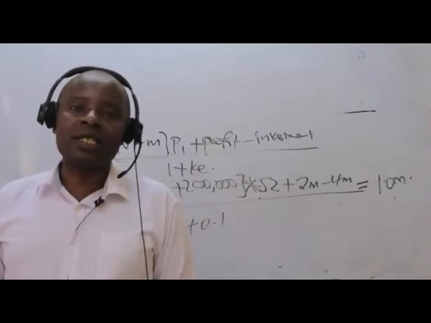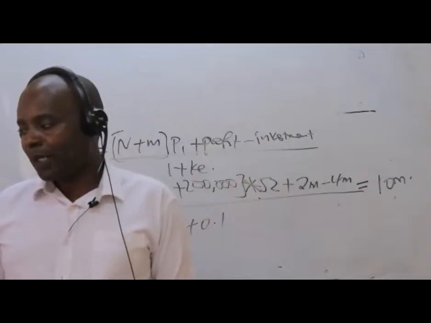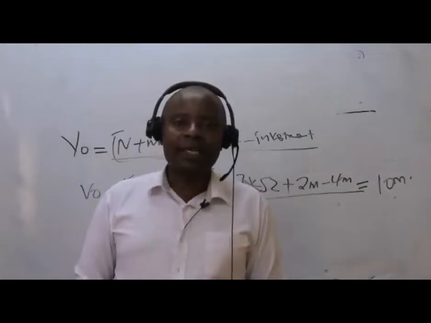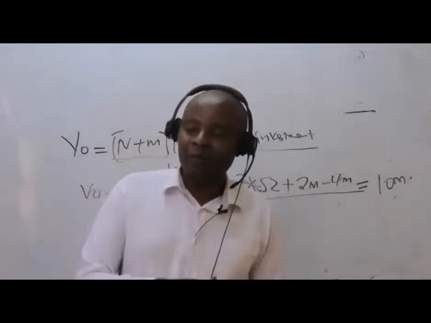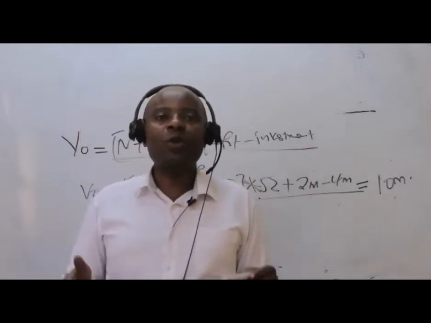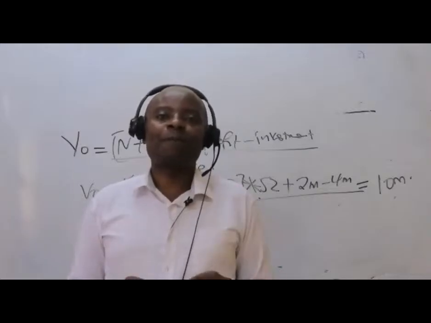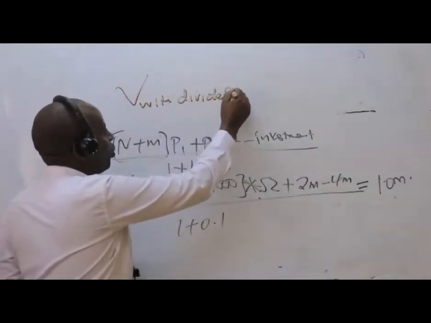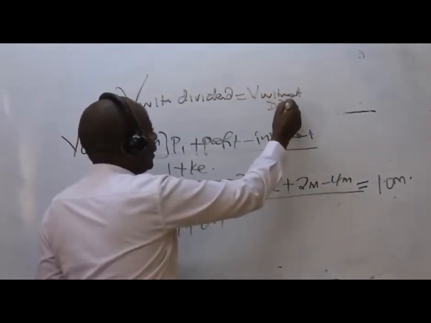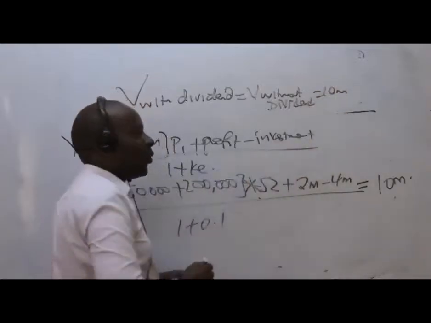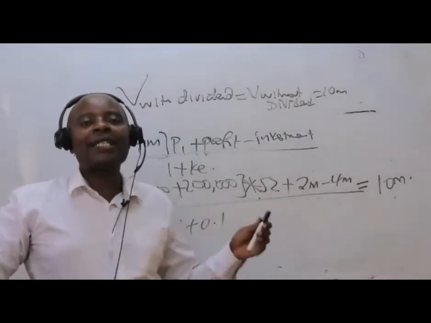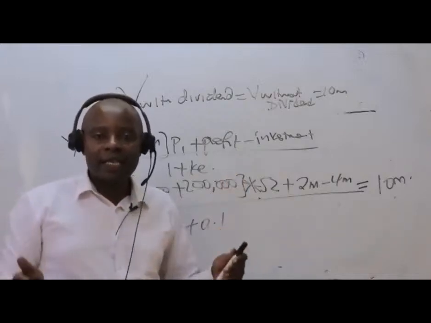Is there anybody who is able to see some pattern? What I'm able to see is that regardless of what we do in form of dividends, whether you pay dividend or you don't pay dividend, the value of the firm will remain constant. That is, value with dividend equals value without dividend, which is 10 million. The dividend policy of the firm, as Lokai tells us, does not matter.